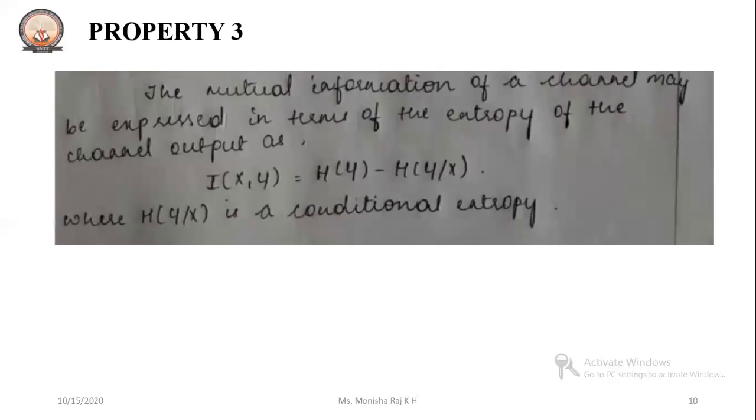Next is property 3. What does property 3 tell us? The mutual information of a channel may be expressed in terms of the entropy of the channel output as I(X;Y) = H(Y) minus H(Y|X), where H(Y|X) is a conditional entropy. This is property 3. There is no proof for property 3.